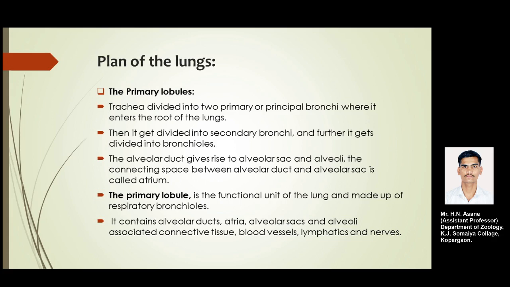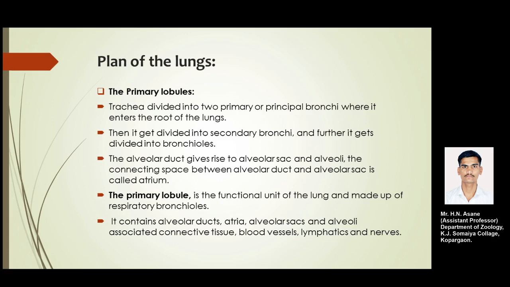Further, the secondary bronchi get divided into the bronchioles. The alveolar duct gives rise to the alveolar sac and alveoli, and the connecting space between the alveolar duct and alveolar sac is called the atrium. The atrium is the muscular part which connects the alveolar duct and the alveolar sacs.